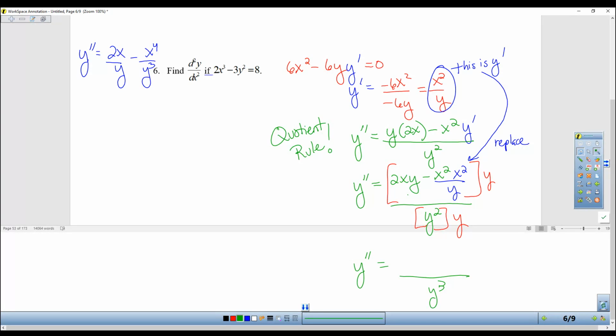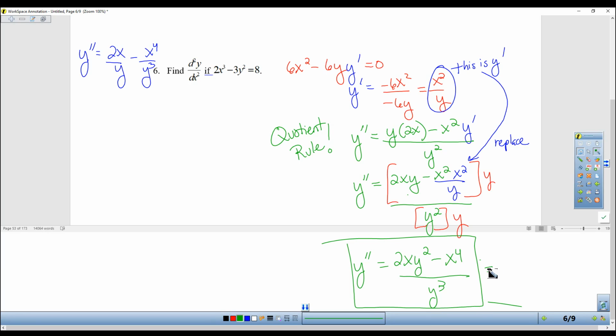And on the top, I'm going to distribute that y. And when I distribute that y to the first one, I get 2xy squared. When I distribute the y to the next one, it cancels. That was the whole reason I chose to multiply by y. So I get minus x to the fourth. That is the second derivative.